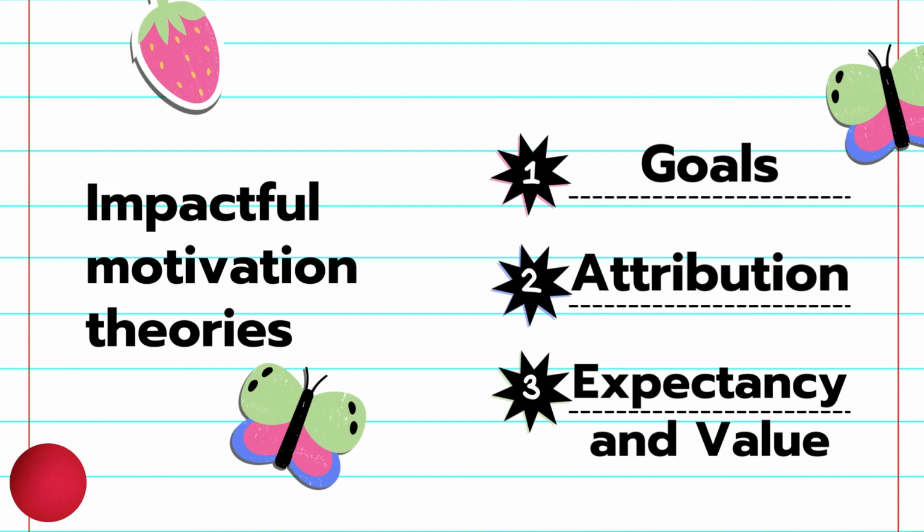So, I'm going to go over 3 motivation theories that can have a deep impact on your students. You can mix and match motivation strategies, find out what works for your teaching style and what works for your students. The 3 theories that we're going to go over today are goal content and goal orientation, causal attribution, and expectancy and value.